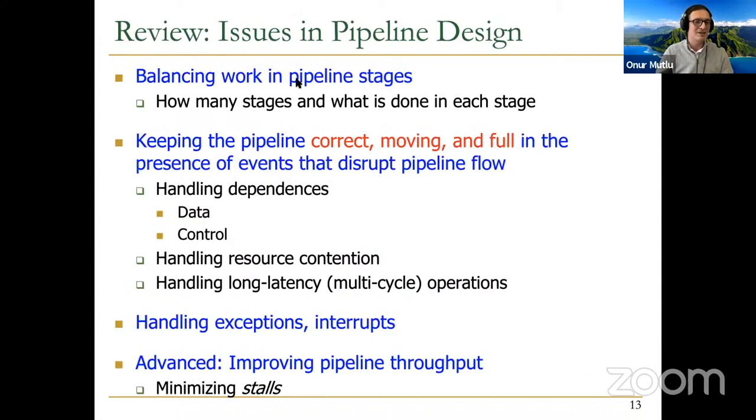We talked about balancing work in pipeline stages, and we are going to talk more about keeping the pipeline correct, moving and full in the presence of events that disrupt the pipeline flow, like data dependencies, control dependencies. We talked about resource contention. We're not going to talk about that again. We'll talk about long latency multi-cycle operations a lot, especially next week, but in the context of out-of-order execution. We will hopefully talk about handling exceptions and interrupts today. What happens if something external happens that requires the attention of the processor? What happens if an instruction faults? We're going to talk about that issue.